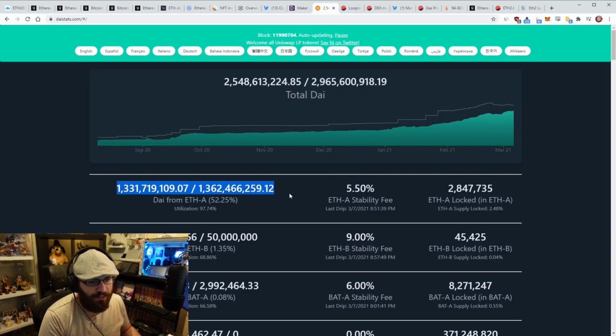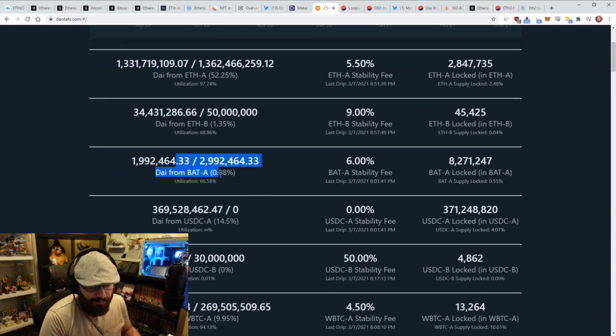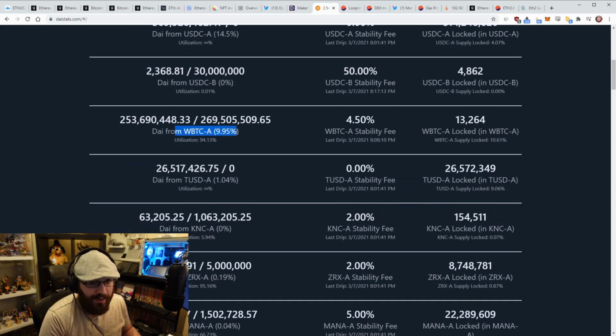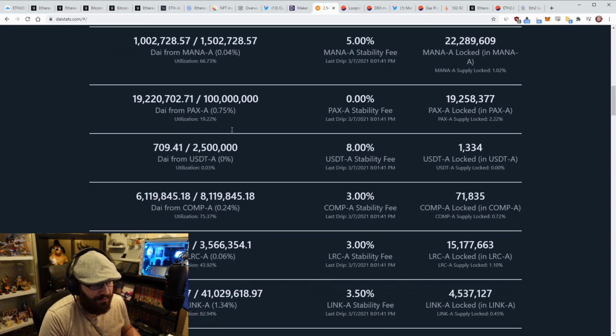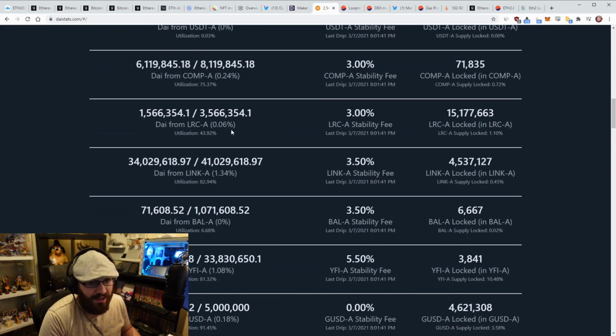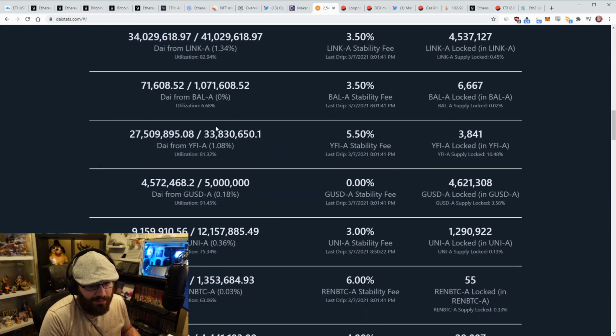A lot of that is drawn from ETH. You can see $1.3 billion is coming from the ETH A vault. And then you have some coming from other things like BAT, USDC. WBTC accounts for $250 million worth of DAI. They've got a bunch of tokens here now. You can just keep scrolling down and find them all on the left-hand side here. I think it's WBTC, ETH, Link as well, $34 million from Link. That's $27 million from DAI.